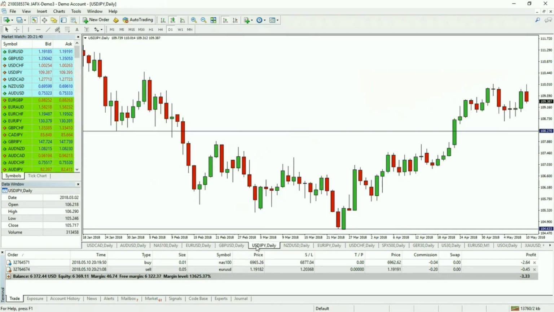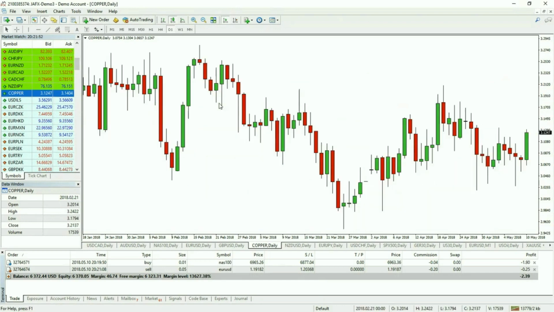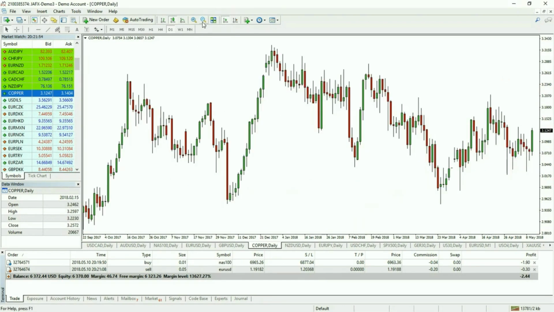I don't fancy a trade in that at the moment. Dollar yen could be a potential trade, but I'm looking to diversify or spread my portfolio across different asset classes. Now, the first market I see here is copper. Again, completely uncorrelated. Let's see how it's trading.